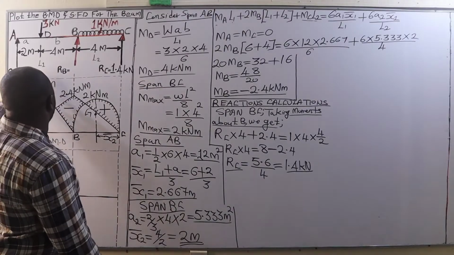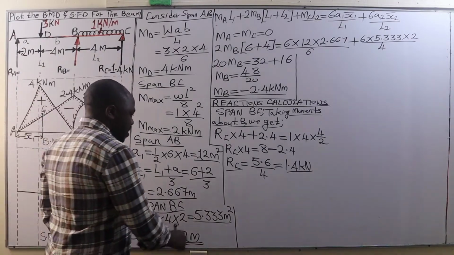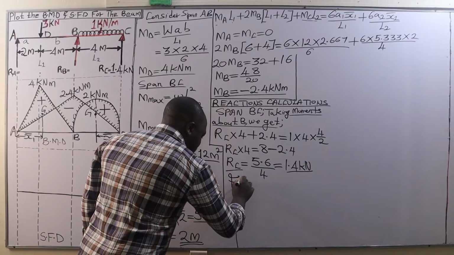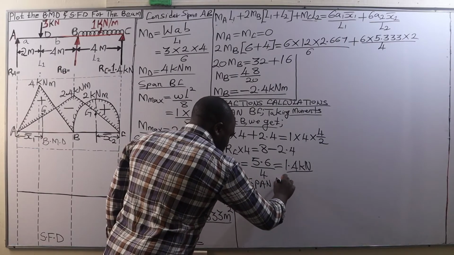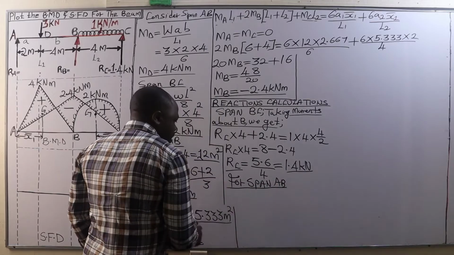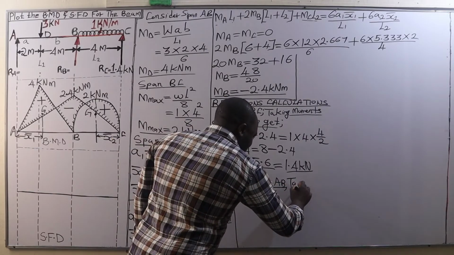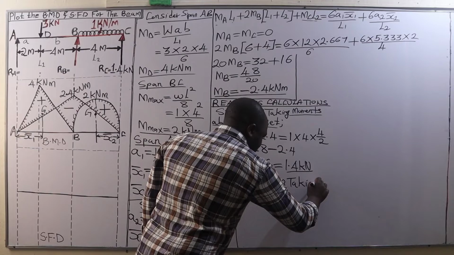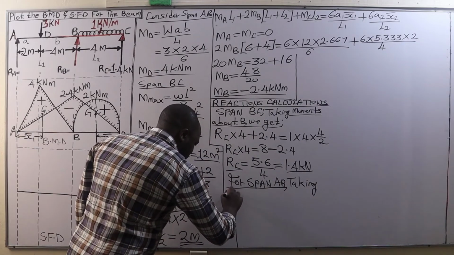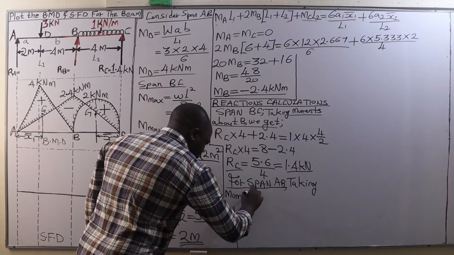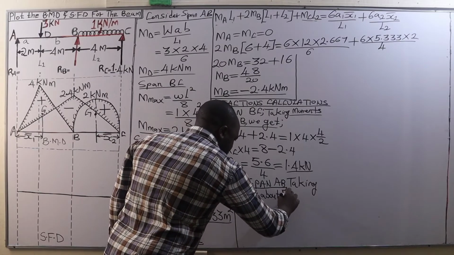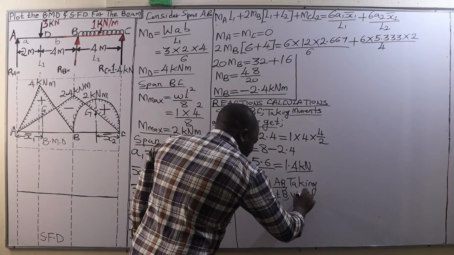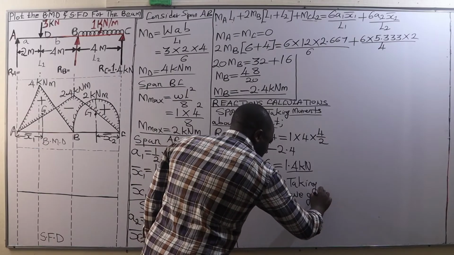Then from there we go to the span AB. So for span AB, taking moments about B as well, therefore taking moments about B, we are going to get the following.